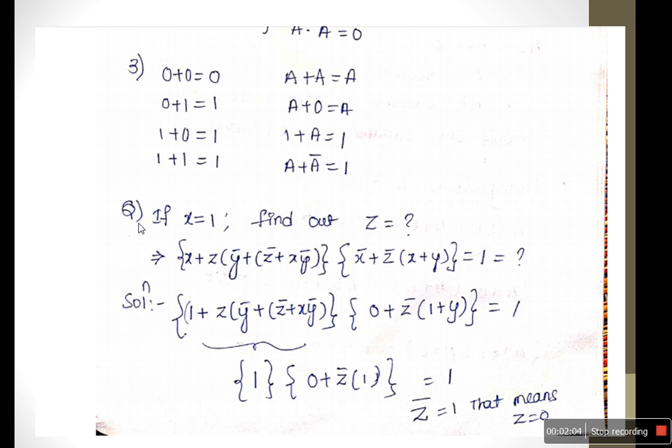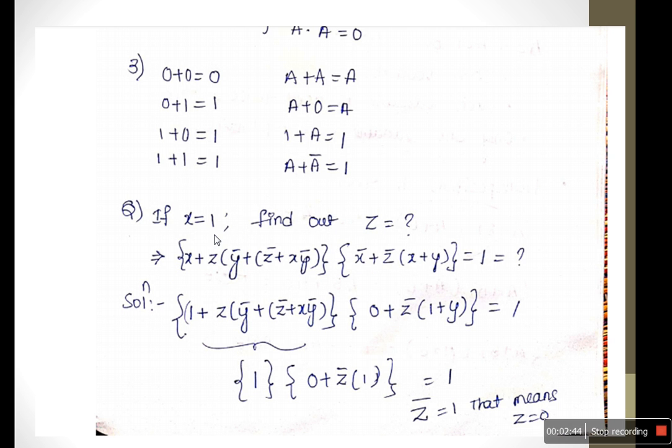For example, I am taking one question. In this question, if x equal to 1, find out the z value. The expression is given as x plus z y bar plus z bar plus xy bar and x bar plus z bar x plus y equal to 1. Here you need to find out the z value. By using these theorems, we can reduce this large expression into a small expression and find out the z value also. In the question they mention that x equal to 1.